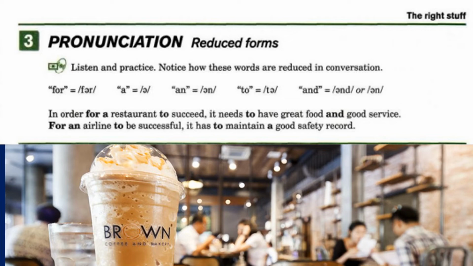For an airline to be successful, it has to maintain a good safety record. It has to maintain a, say it together, it has to maintain a good safety record. All right, so these are 2 examples.